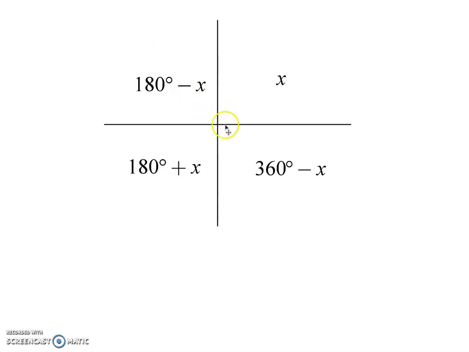So if we determine that an angle is in the second quadrant, to figure out that angle measure, we're going to do 180 degrees minus x, where x is our reference angle. So let's look at an example.